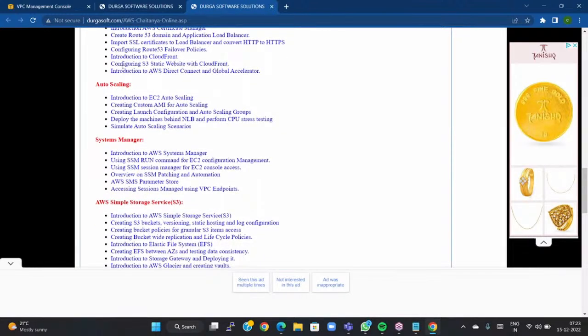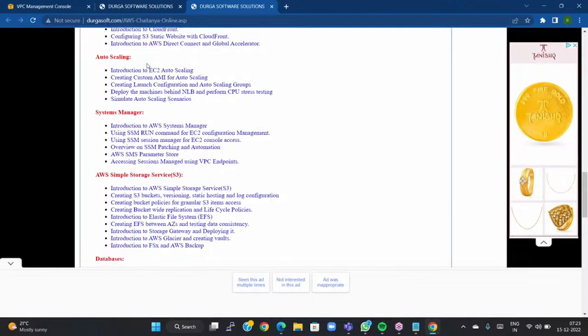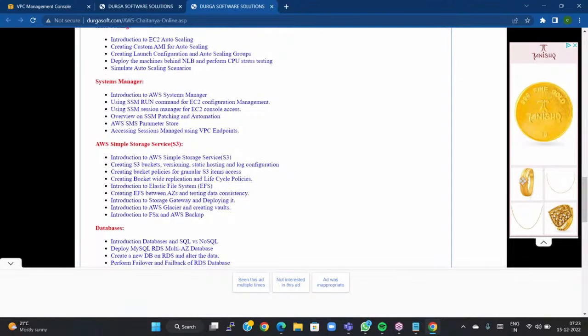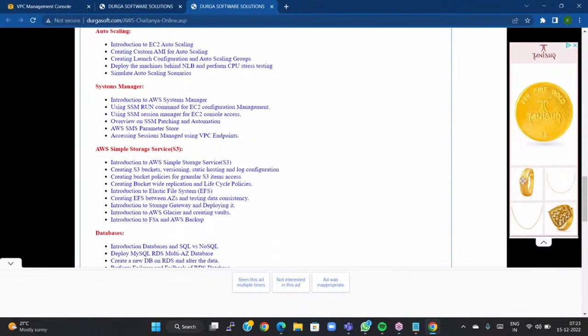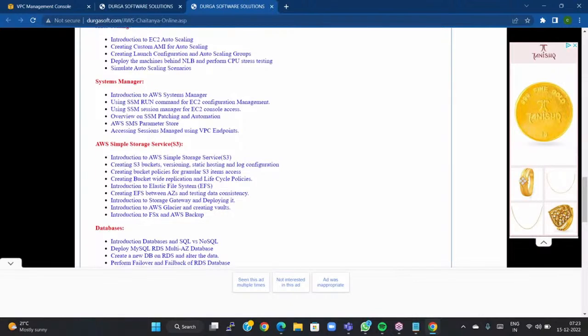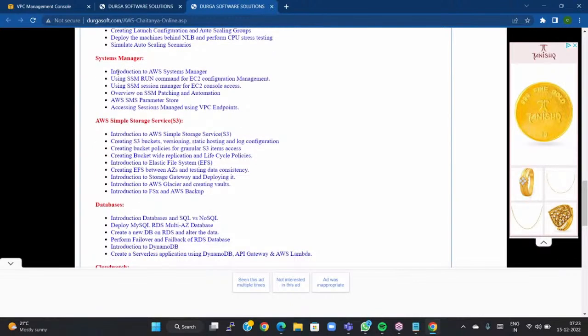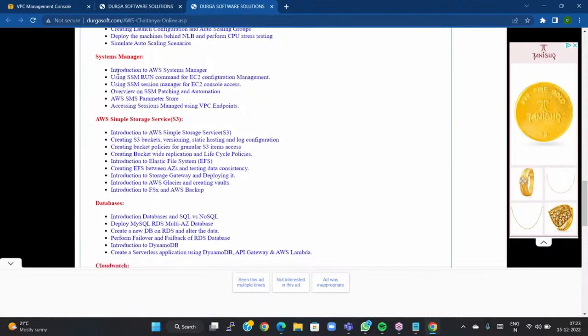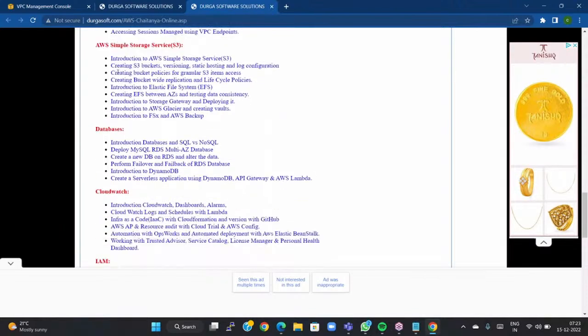Then we will be learning about CloudFront, and I will try to configure an S3 static website with CloudFront. Then the next one, Global Accelerator. After that, we will go for auto scaling groups. You are going to learn about auto scaling groups also. And then there is a service called Systems Manager. You can come to know about Systems Manager also, and SSM Parameter Store and all those things. After that, S3 buckets.